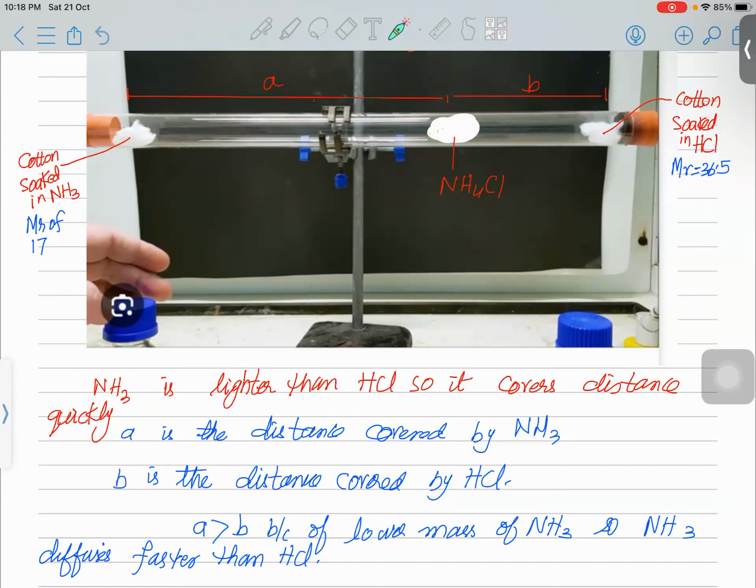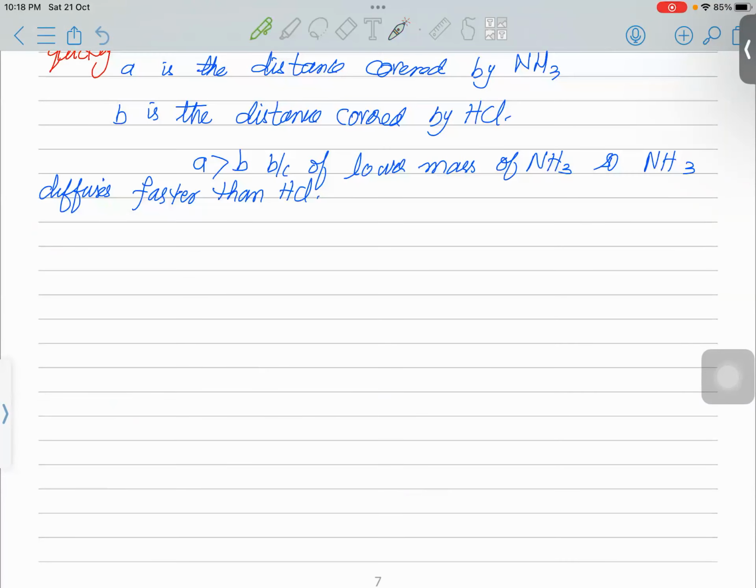Are you getting my point or not? When you heat the ammonium chloride, it sublimes and directly converts into ammonia and HCl. So this white mark disappears when you heat ammonium chloride. So next point is, ammonium chloride is formed near HCl.